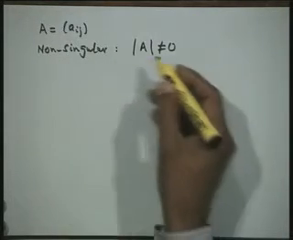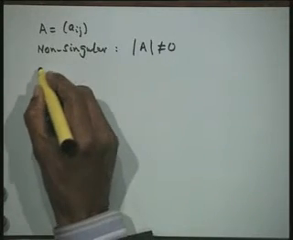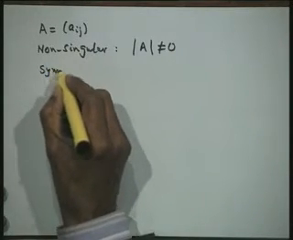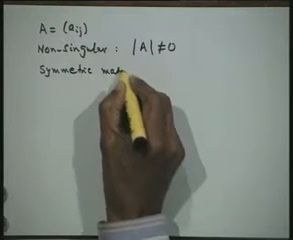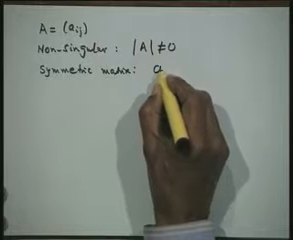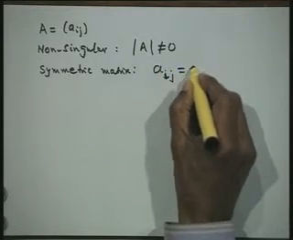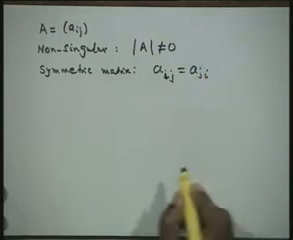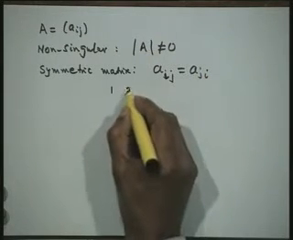So I can find the value of the determinant, and the determinant is not equal to 0. Then I define a symmetric matrix. If the elements of A satisfy the property that Aij is equal to Aji, then the matrix is a symmetric matrix. For example, I can easily construct a symmetric matrix.